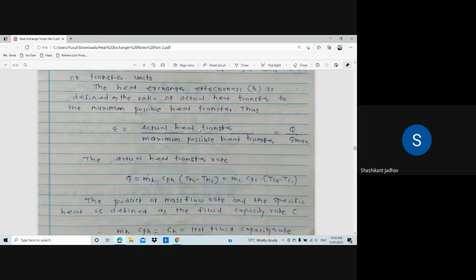So what is meant by heat exchanger effectiveness? As we know, it is defined as the ratio of the actual heat transfer to the maximum possible heat transfer. So epsilon is equal to q upon q max.